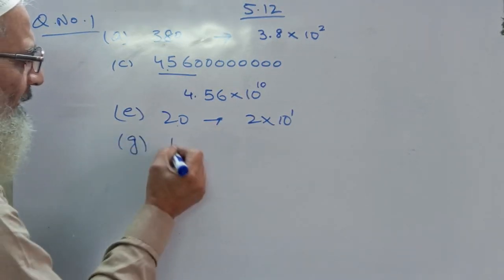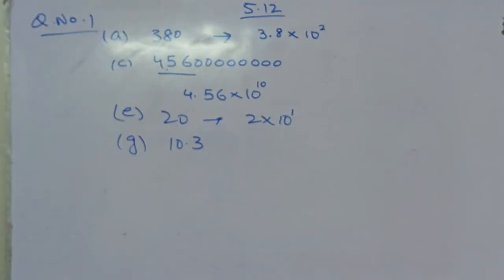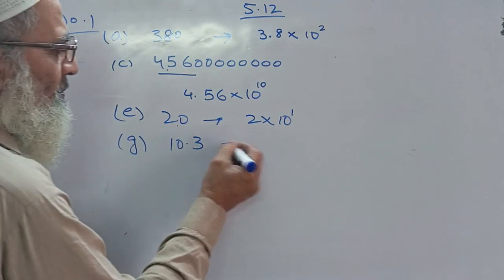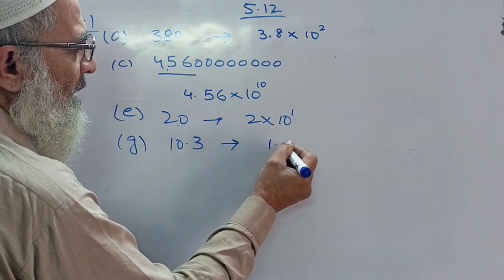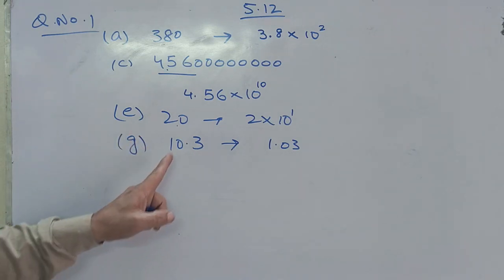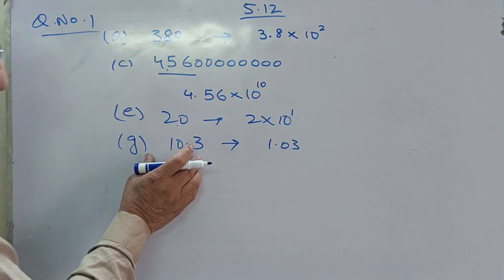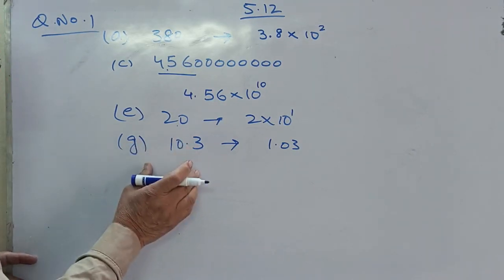Similarly G is there, with 10.3. Now I have to shift the point from here to here. I have to shift the point from here to here. So I will have to lose one zero. So it will become 1.03. In fact, how much was it? It was 10.3.